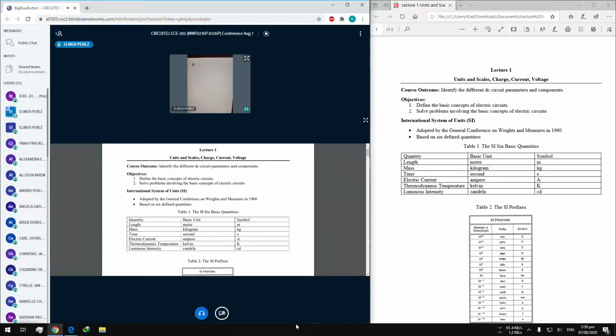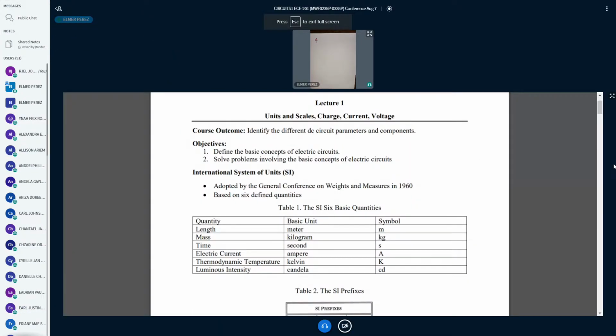Siguro dito na lang. Salamat. Umulan ba dyan? Dito umuulan eh. Okay. Sige. So, sisimulan na natin.